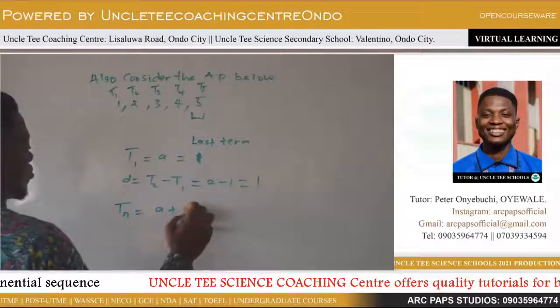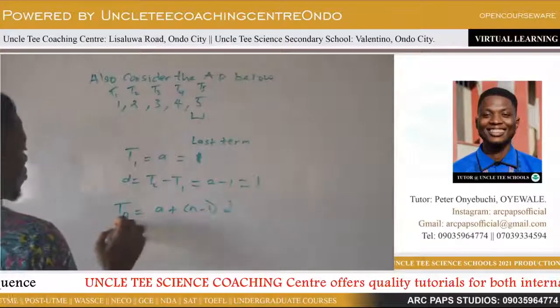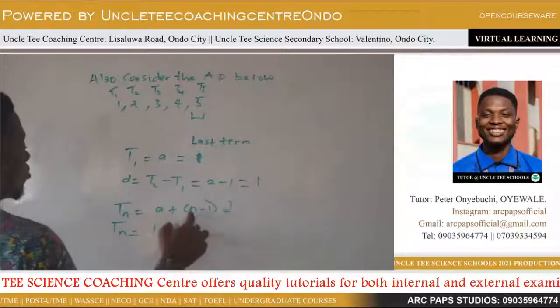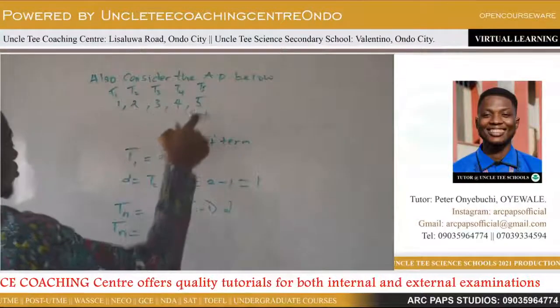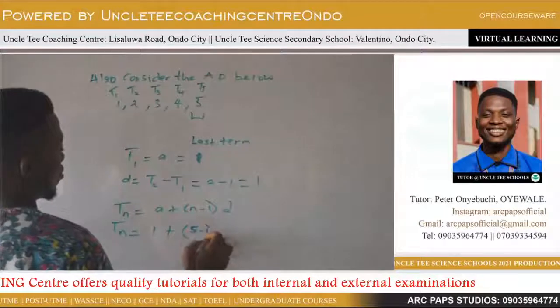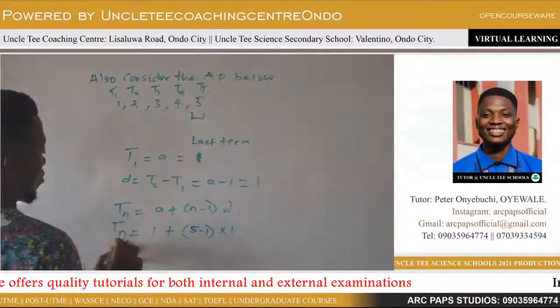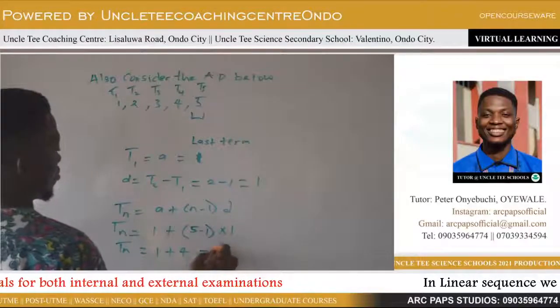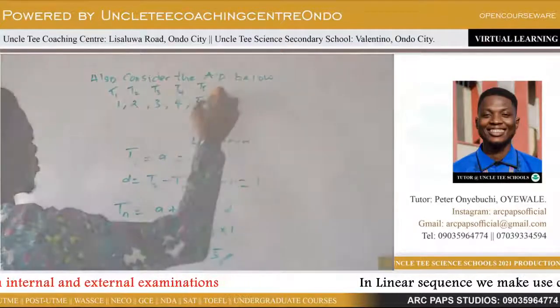Our Tn will then give us A plus n minus 1 times the common difference. Now, Tn will give us 1 plus 5 minus 1 times the common difference, which is 1. So this is equal to 1 plus 5 minus 1, which is 4. 1 plus 4 will give us 5.